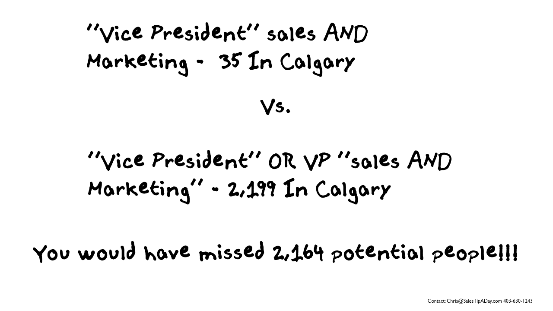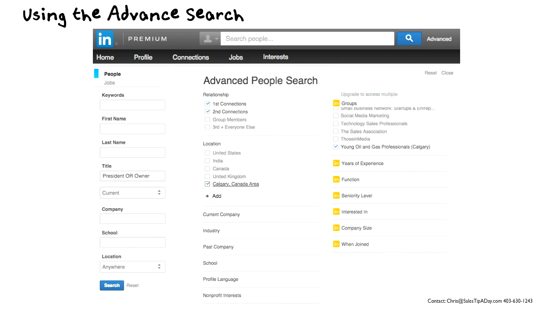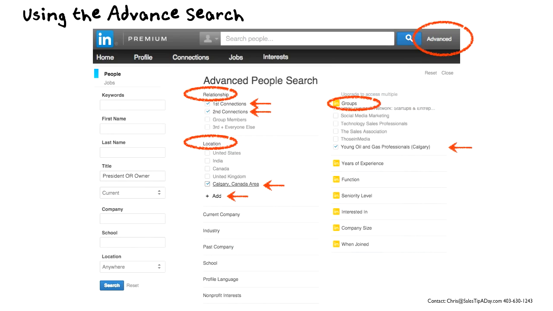The last term that we look at is NOT, when you're trying to exclude a specific term. In this case, I'm looking for vice president of sales. I don't want anyone that's had any marketing experience, so I put that NOT modifier in there with marketing. Here's how you use this. Really quickly, you just use the advanced people search and put in your different search parameters. In this case, I'm looking for first and second level connections located in Calgary. If I wanted to, I'd look at specific groups. In this case, I'm looking for the young oil and gas professionals in Calgary. And then, if I want to add current companies, industries, or past companies, I could put that sort of parameter in there.